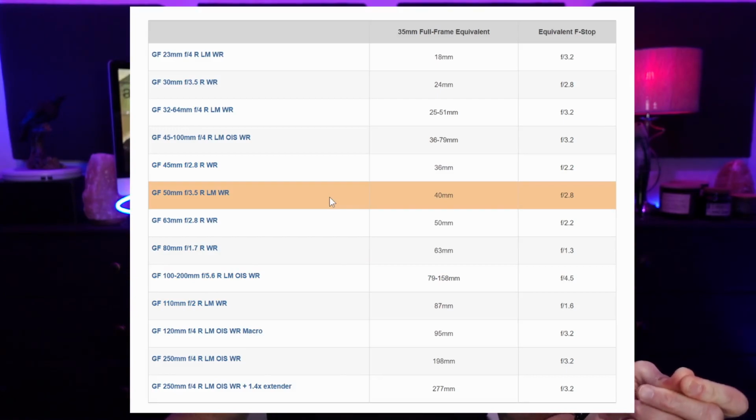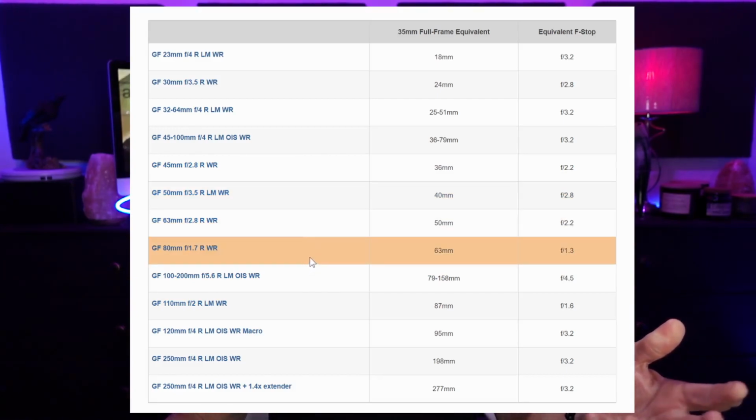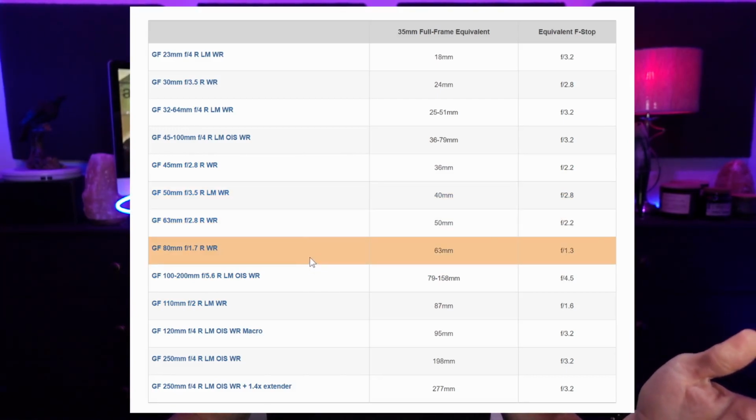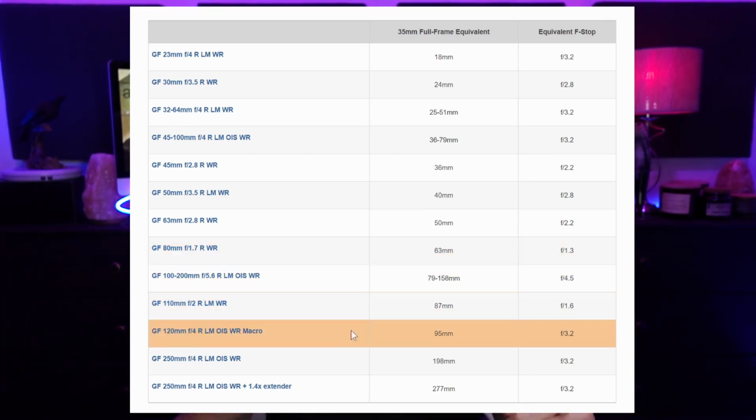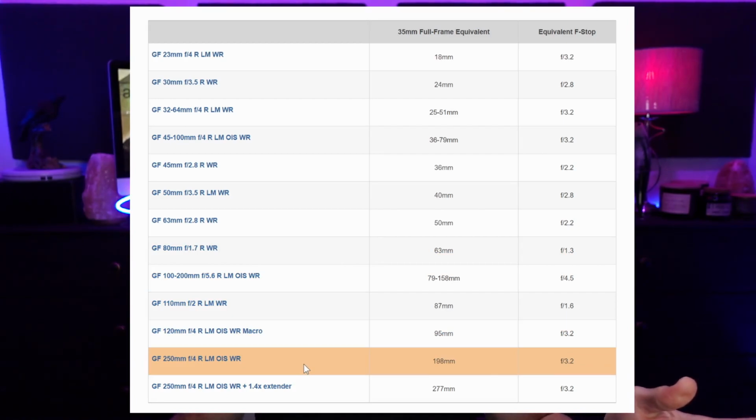And once again, when we go back to that chart that we were talking about before, it is so apparent. If we come down even further, like an 80 millimeter f1.7, the 35 millimeter equivalent would be a 63 millimeter at f1.3. All right? What a major difference. Correct? If we come down to 250 millimeters, a 250 millimeter f4 would be a 198 millimeter equivalent at f3.2.